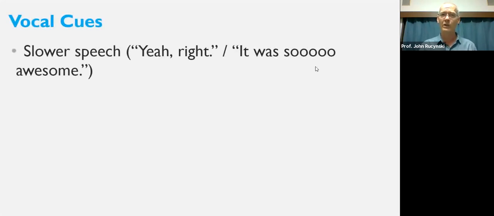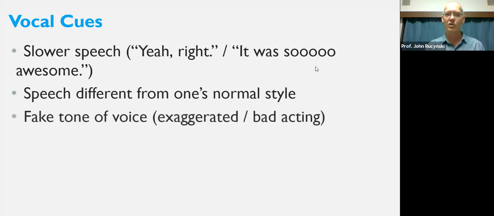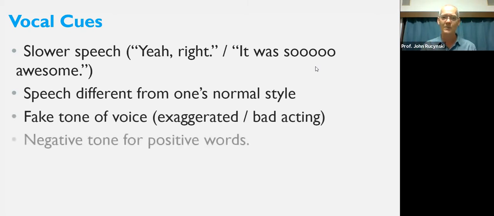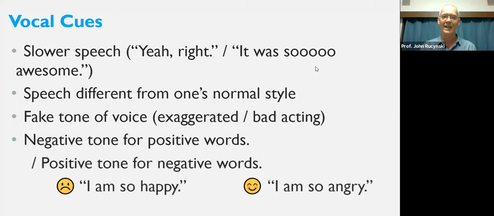Okay, and just to review some of these vocal cues that we could supply learners with. So again, slower speech or elongated vowels. So, the Super Bowl this year was so awesome, okay? Meaning the opposite, very boring game. Speech different from one's normal style. So again, you would need to know the speaker. Fake tone of voice, exaggerating, bad acting, negative tone for positive words, positive tone for negative words. Okay, so I'm so happy today, or I'm so angry. Something like that.